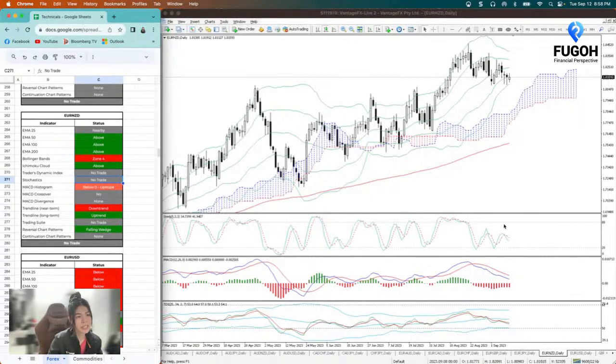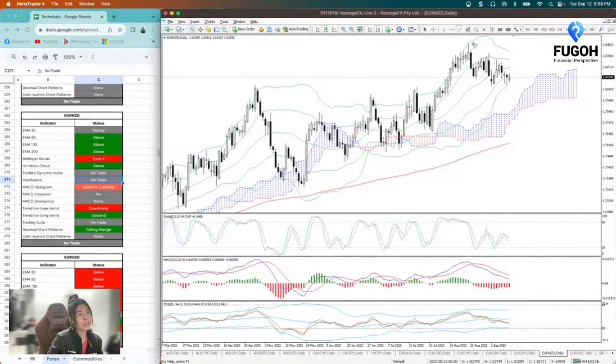Guys, again, don't be a guinea pig and trade in the middle. Stay here in the overbought or oversold area. MACD histogram, it's on the downside. Crossover, do we have any? None. How about divergence? High, low, and low. Not yet. None so far.